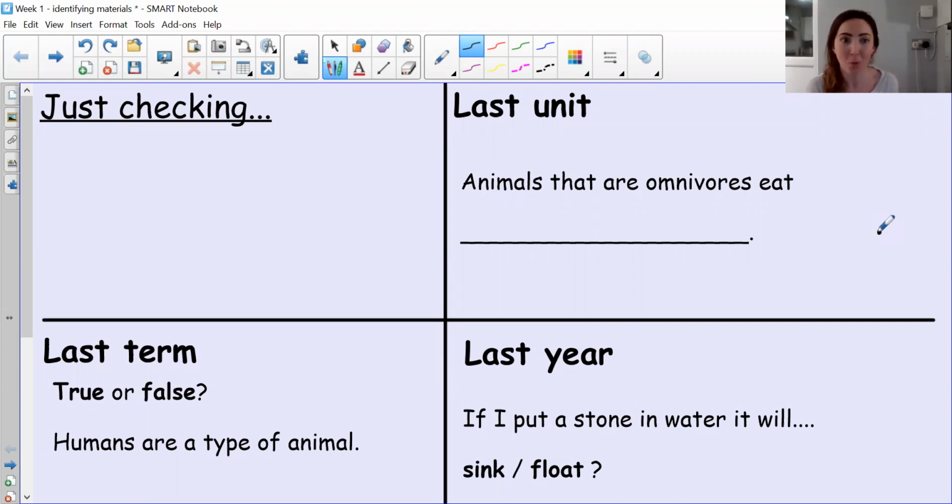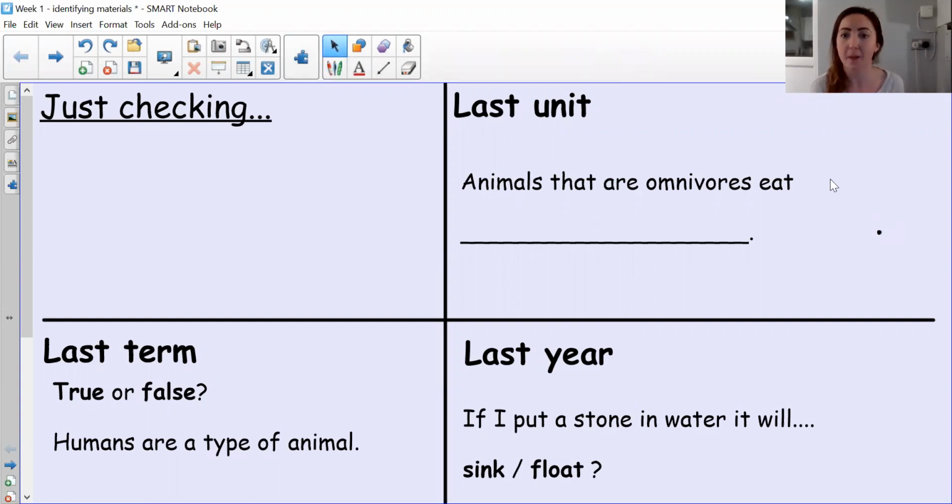But before we learn all about that, we are going to have our just checking questions, and that's to see what you remember from last unit, last term and last year. So let's start with last unit. Animals that are omnivores eat blank. What word goes here? Animals that are omnivores eat, what do they eat?